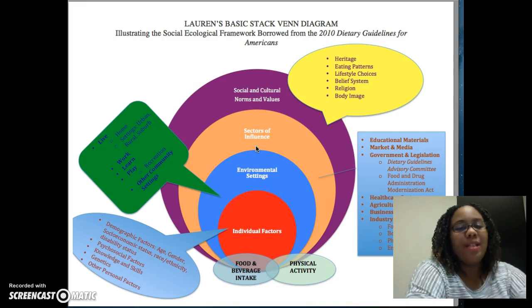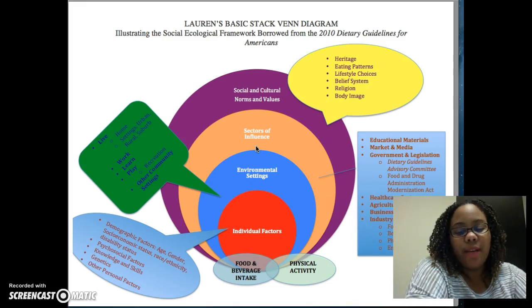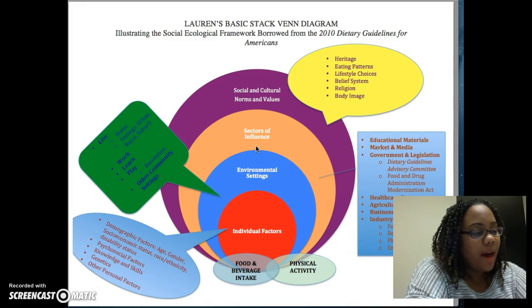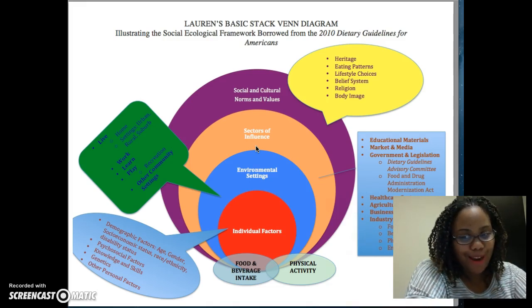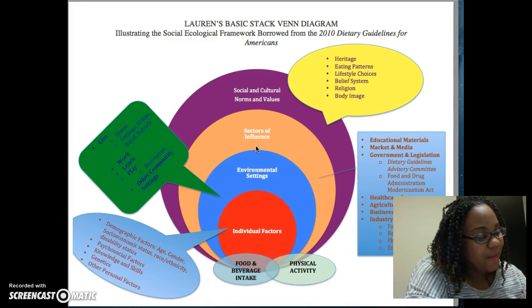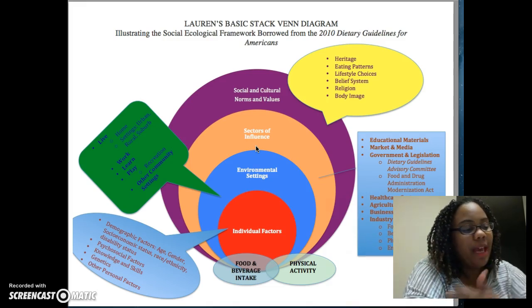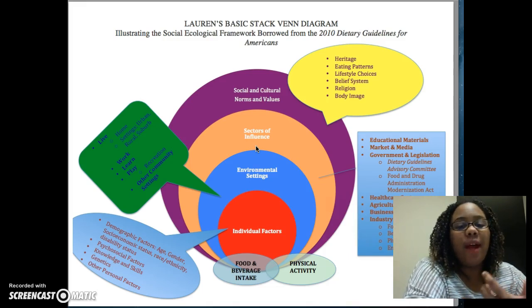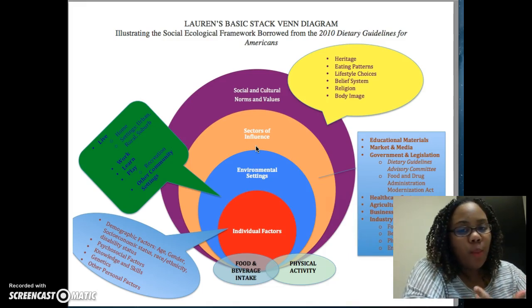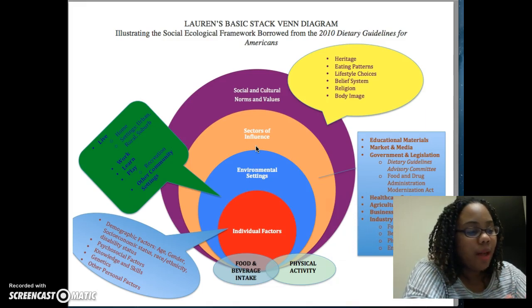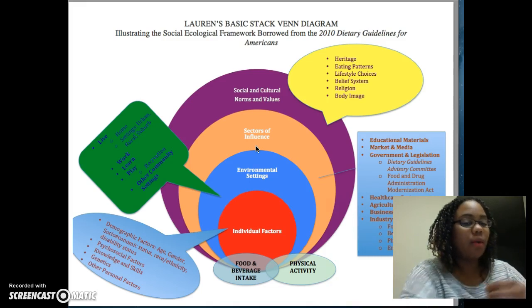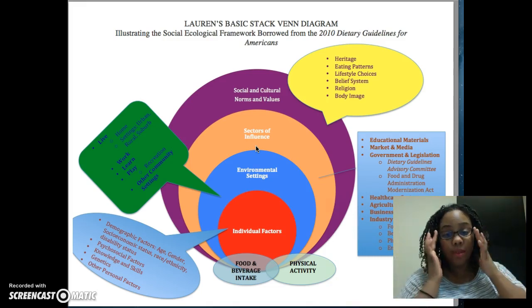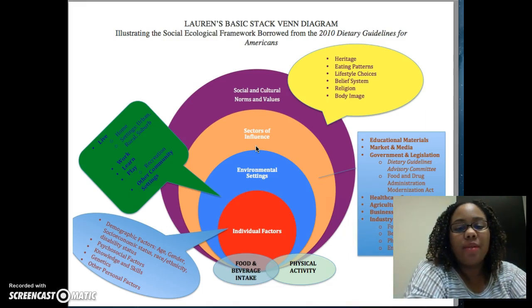I believe what is being emphasized throughout the duration of this course, and I hope that I'm getting this right, Professor, is that although individual behavior change is critical, and we look at a lot of individual factors, it's important for us to expound upon that and recognize, regarding the social ecological model, that other social and cultural norms and values, sectors of influence, environmental settings, that macro social level, not only impacts individual factors, but it affects us all.